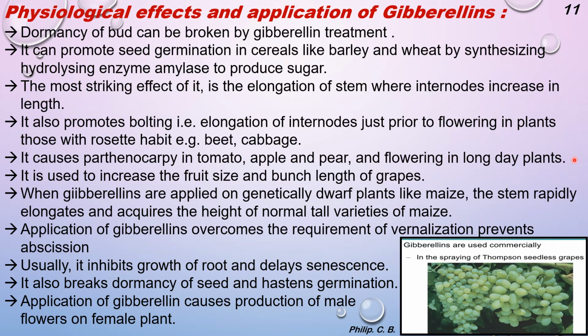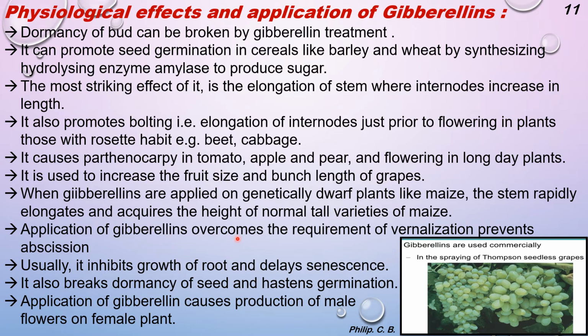Again, like auxins, even gibberellins promote parthenocarpy. It is used to increase the fruit size and bunch length of grapes. So it also helps to increase the size of the fruit. When gibberellins are applied on genetically dwarf plants like maize, the stem rapidly elongates and acquires the height of the normal tall varieties of maize. Now, as we know, gibberellin helps in elongation of stem, so it is used in dwarf plants.